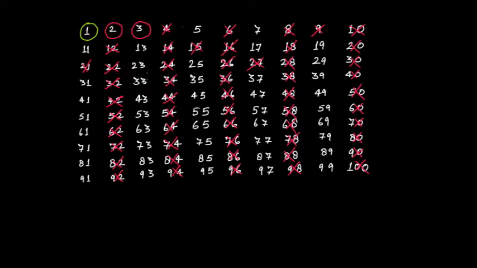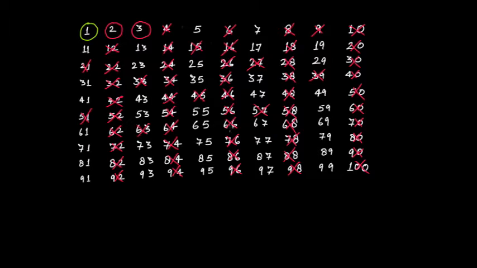30 plus 3 is 33. 33 plus 3 is 36, already gone. 36 plus 3 is 39. 39 plus 3 is 42, which is already gone. 42 plus 3 is 45. 45 plus 3 is 48, which is already gone. 48 plus 3 is 51. 51 plus 3 is 54, already gone. 54 plus 3 is 57. 57 plus 3 is 60, already gone. 60 plus 3 is 63.